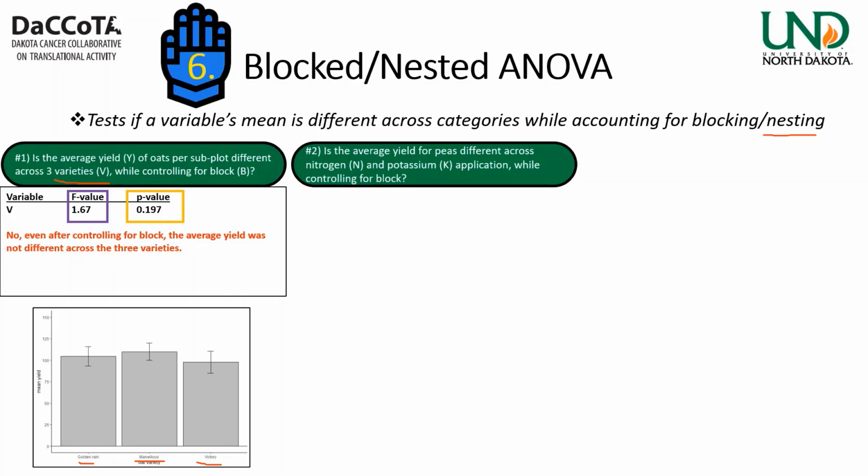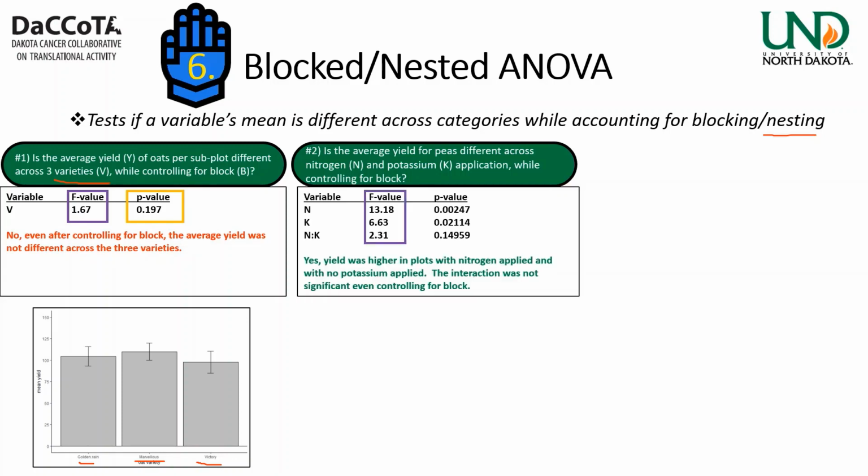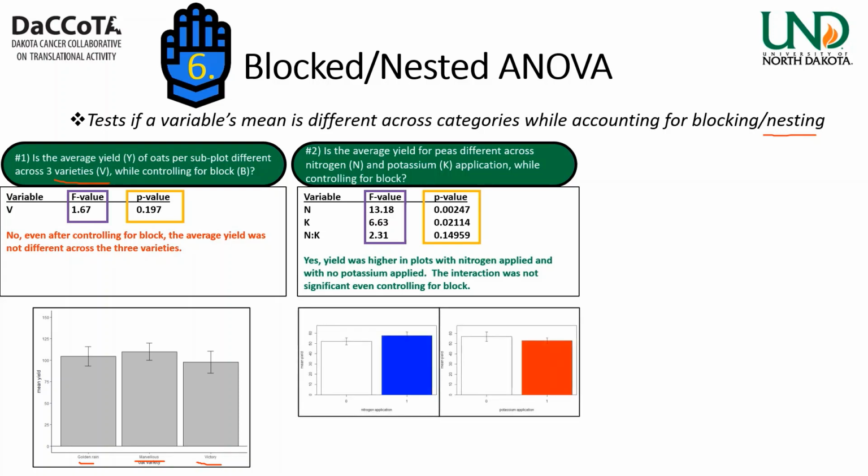Let's continue our plant theme. Is average yield for peas different across nitrogen and potassium while controlling for block? So similar to what we did before, only we're using potassium and then controlling for block. And what we see here is that nitrogen and potassium were significant from the interaction, even controlling for block. And so yields were higher in nitrogen, like we saw before, and lower in potassium.